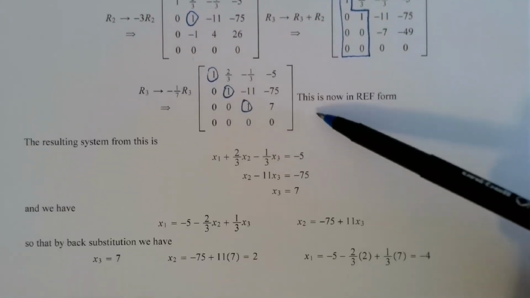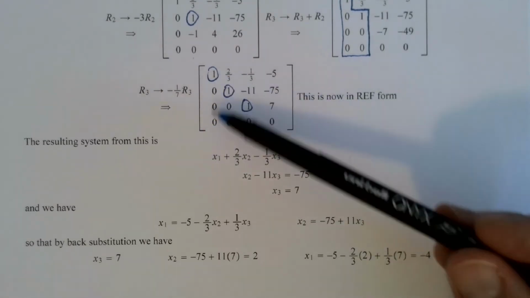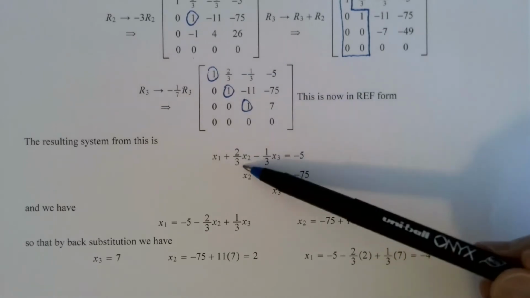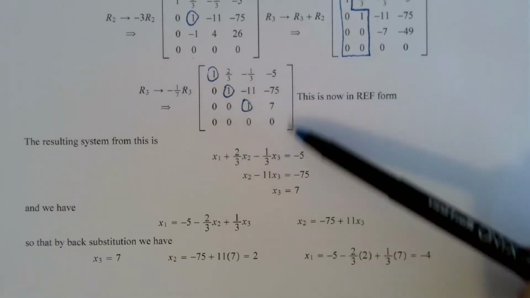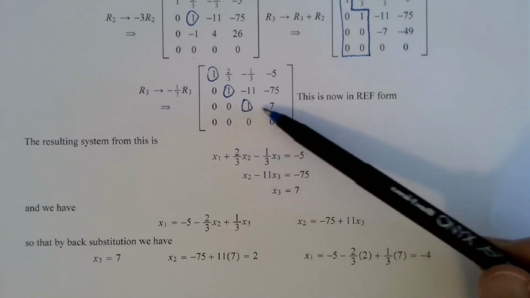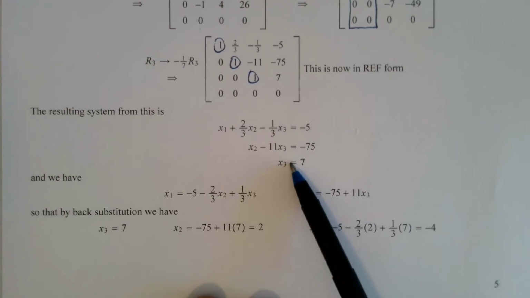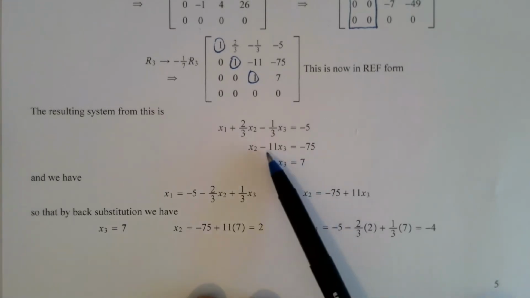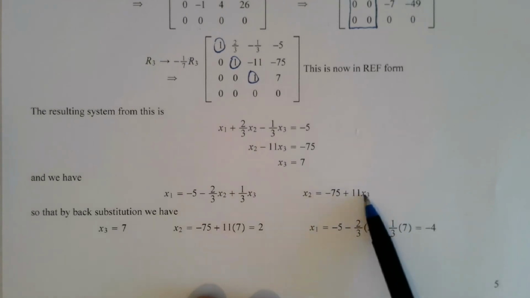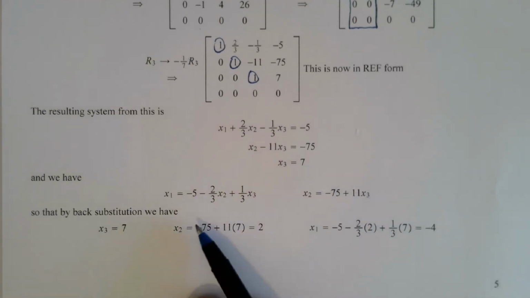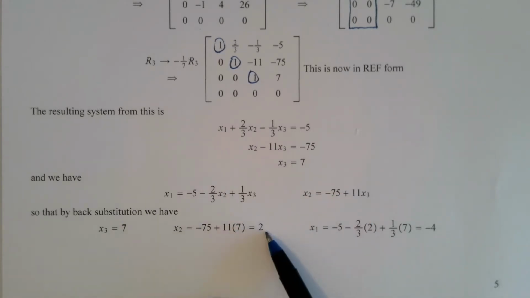Now I can do back substitution. If I rewrite these equations back out, right, this would be 1 x of 1 plus 2/3 x of 2 minus 1/3 x of 3 equals -5, and so on. There's the second equation. Third equation is just x of 3 equals 7. So I have x of 3 equals 7. If I take that value and plug it back into the second equation, I can solve for x of 2. And if I plug in 7 for x of 3, then x of 2 is equal to 2.